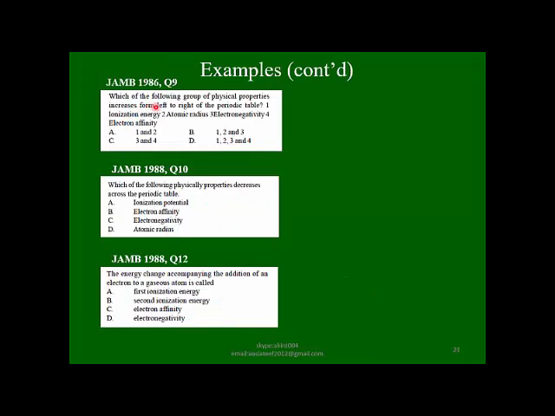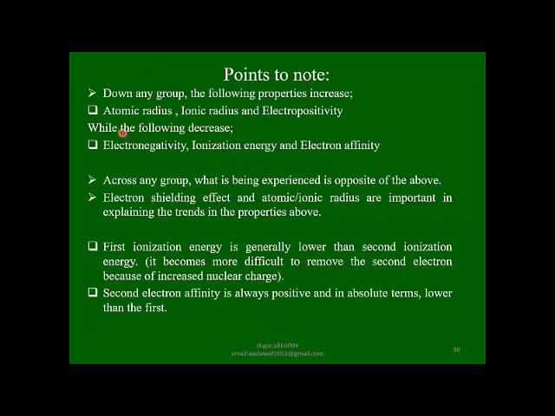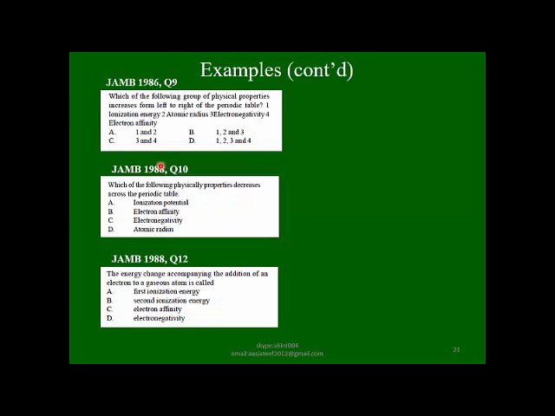Another example is, which of the following groups of physical properties increases from left to right of the periodic table? We have talked about that. Increases from left to right means it's across the period. So we are expecting to see electronegativity, ionization energy, and electron affinity, that is 1, 3, and 4. So we are not seeing 1, 3, and 4 here. I want to believe it is a typographical error.